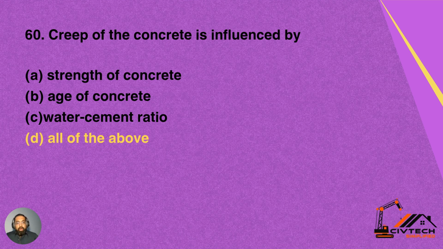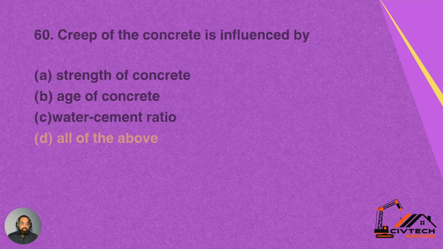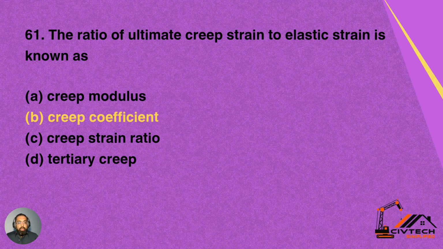Question 60. Creep of the concrete is influenced by: option A strength of the concrete, option B age of the concrete, option C water cement ratio, option D all of the above. So creep of the concrete is influenced by all these factors. It is influenced by the strength of the concrete, age of the concrete, and water cement ratio. So all of the above is the correct answer, which is D.